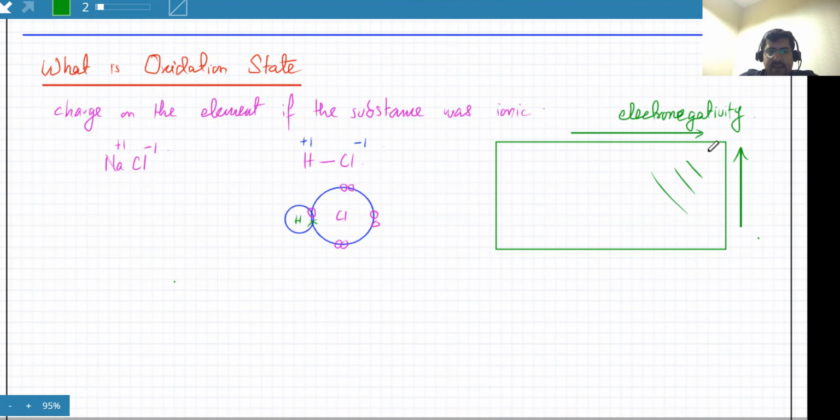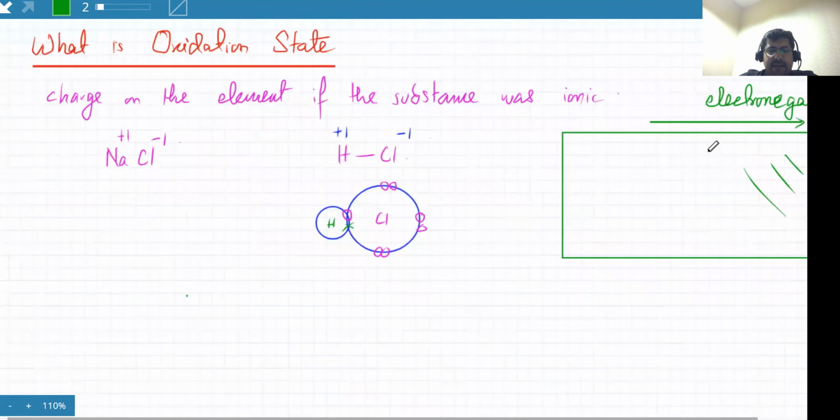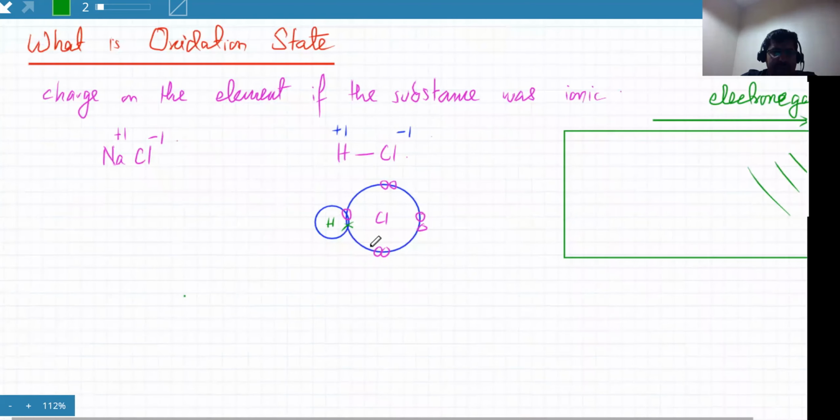Now the thing that I'm trying to tell you is that when you see a covalent molecule, it's not perfect sharing that's happening. When you see a covalent molecule, for example, HCl, there's H and there's Cl, and they have a covalent bond in between, and they're sharing 2 electrons.